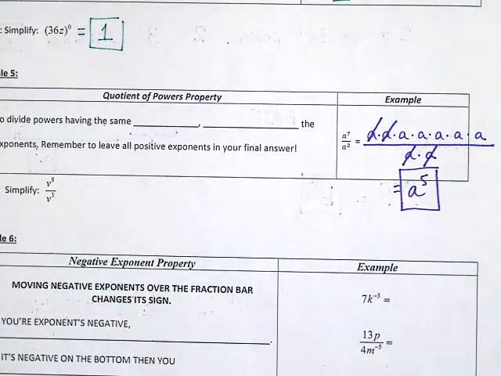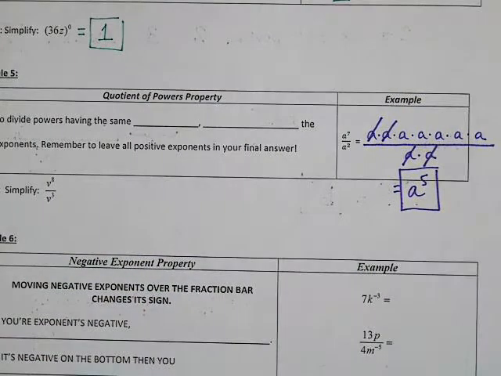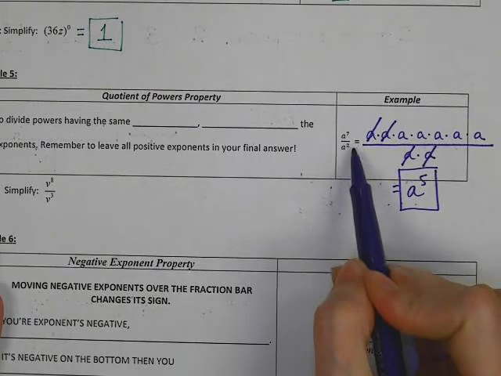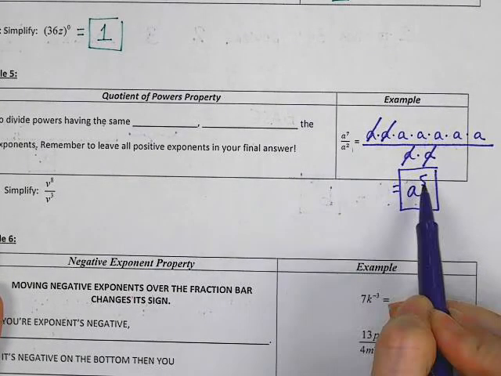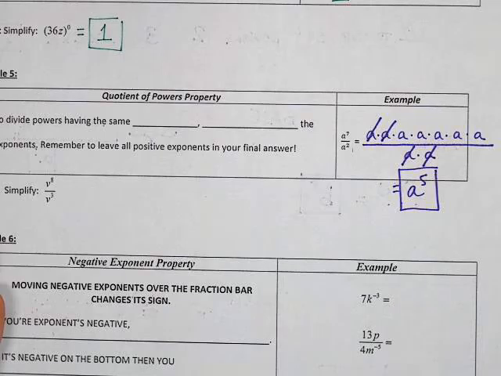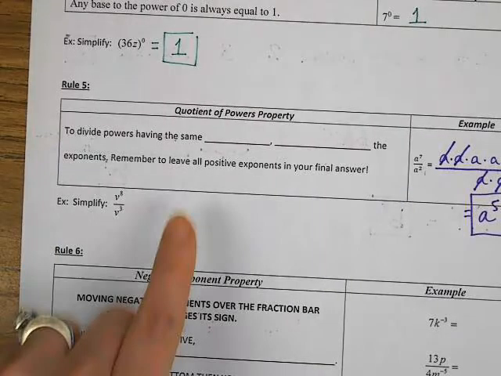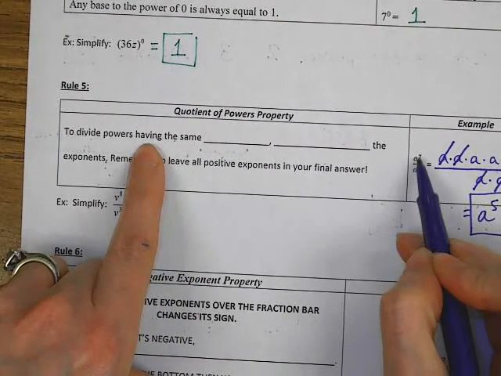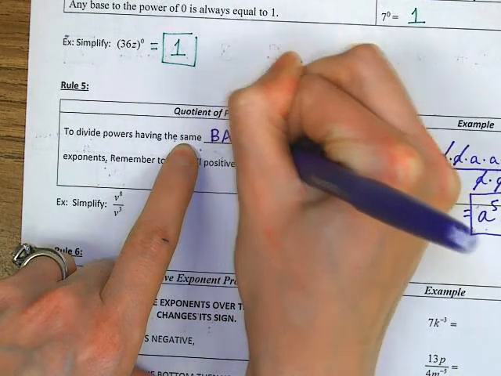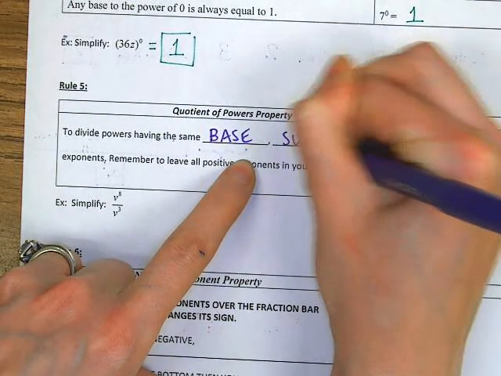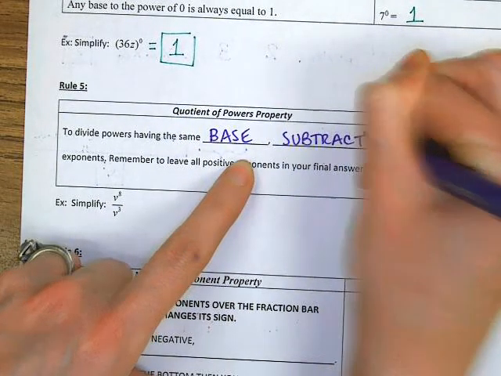Now, without having to draw that representation, do you guys see what the rule is? You subtract. 7 minus 2 is 5. Okay, so that brings us to rule 5. When you are dividing powers with the same base, you subtract the exponents.